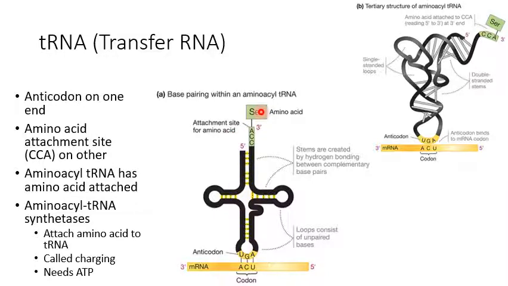Once you have the amino acid actually attached to the tRNA, then we technically call it aminoacyl tRNA. So if we want to get technical, just tRNA doesn't have an amino acid attached to it yet. Once the amino acid is added, then it's an aminoacyl tRNA. The enzyme that does that is the aminoacyl tRNA synthetase. You have a number of different ones actually. Every amino acid has its own aminoacyl tRNA synthetase. The process of taking an amino acid and attaching it to the tRNA is called charging the tRNA, and it does require ATP.